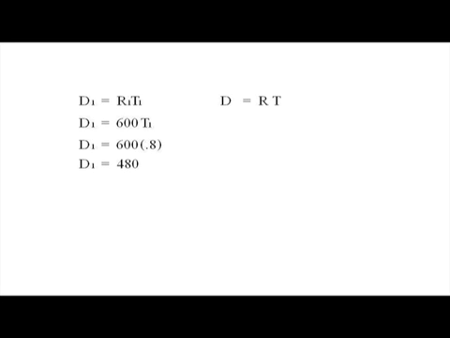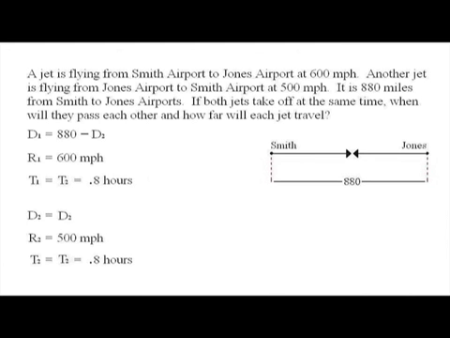And for the second body in motion, d2 equals r2 times t2. The distance for the second body equals 500 times t2. t2 equals 0.8, so the distance for the second body equals 500 times 0.8, or 400 miles. So we've solved for two more variables. Let's insert them into our chart. Distance 1 equals 480 miles. Distance 2 equals 400 miles. Those are the 6 answers to the 6 variables.